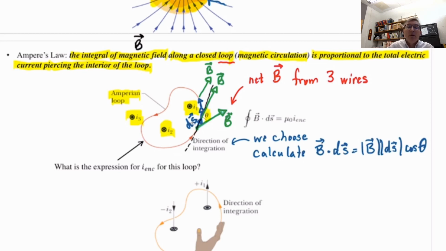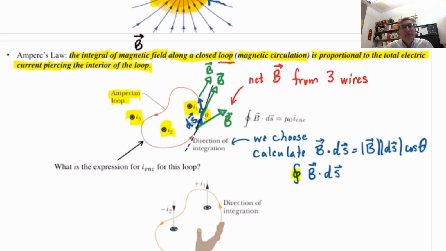And the total will be called the magnetic circulation. And that would be denoted with that symbol: B dot ds, integral symbol with a little closed circle on it, which is a reminder that it's closed, in this case a closed loop.